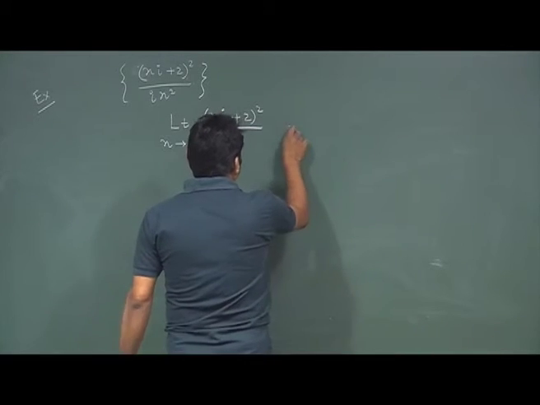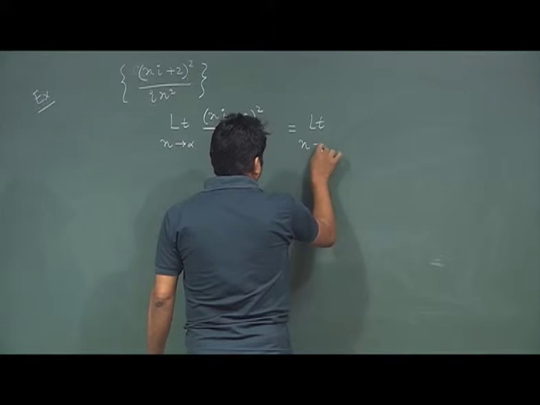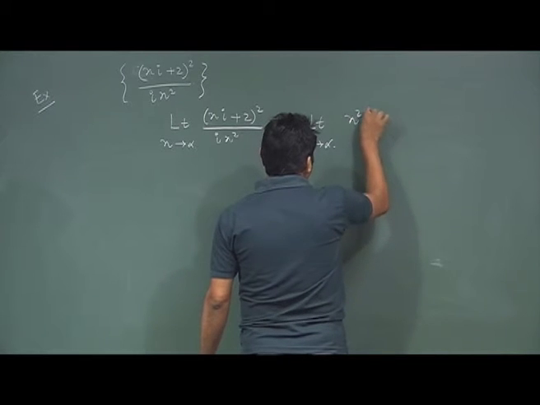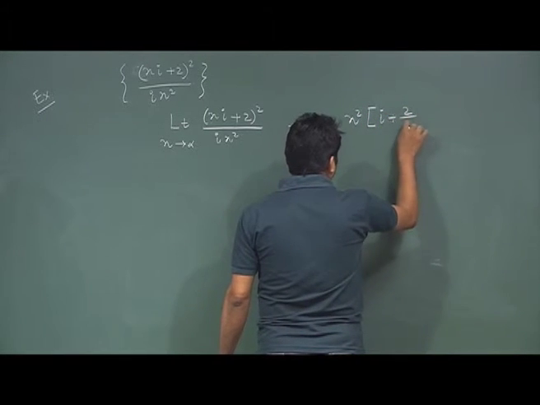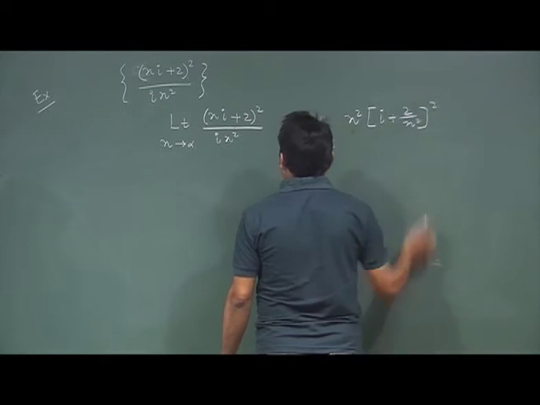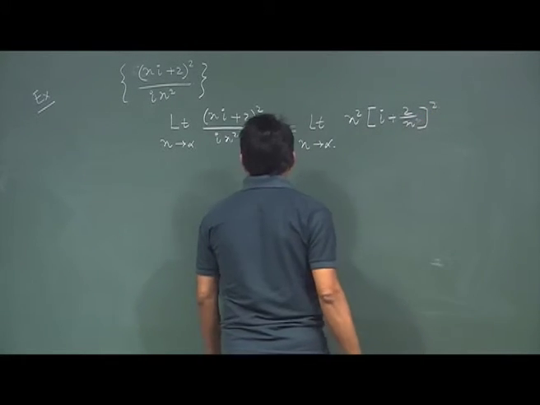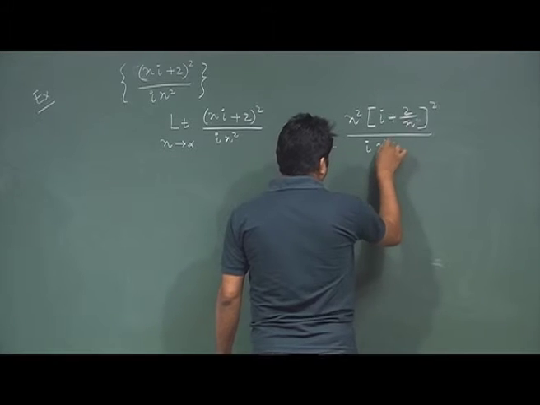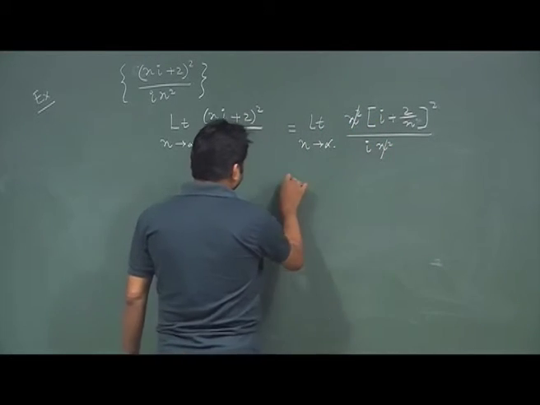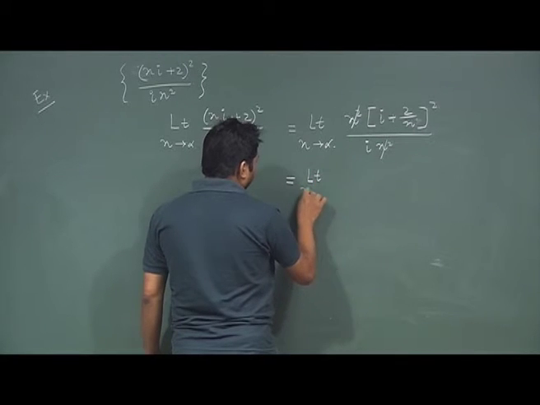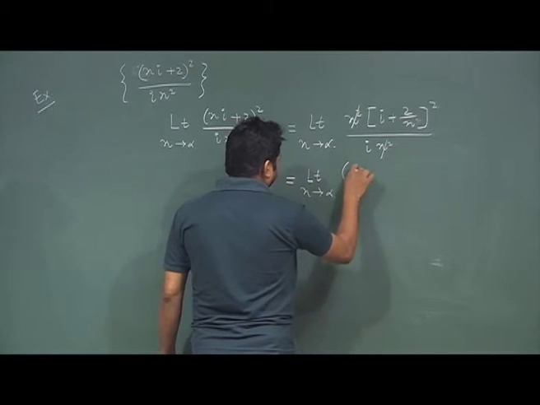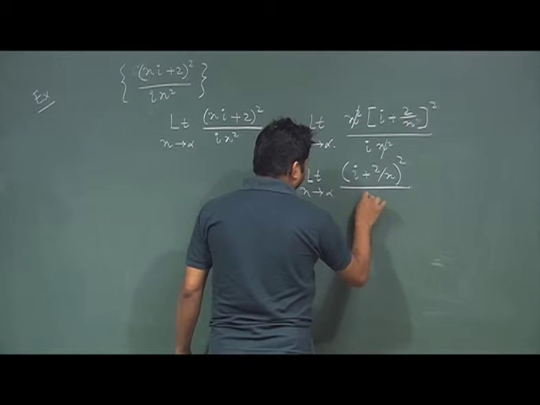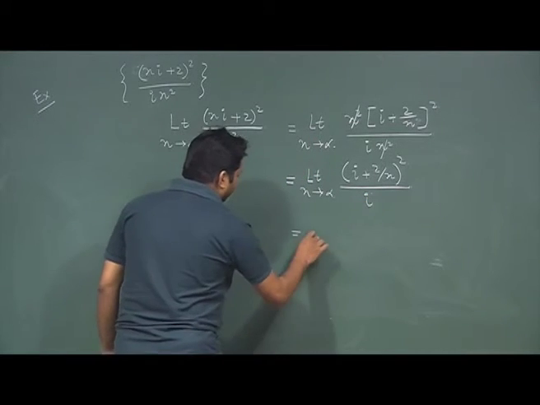Okay, so if I try to find out the limit n tends to infinity, what I will do is take n common here. So it will be n square (i + 2/n) whole square, divided by i n square, and the n square can be cancelled out. Now we are in a position to put limit n tends to infinity, and we get i square divided by i, which is nothing but i.